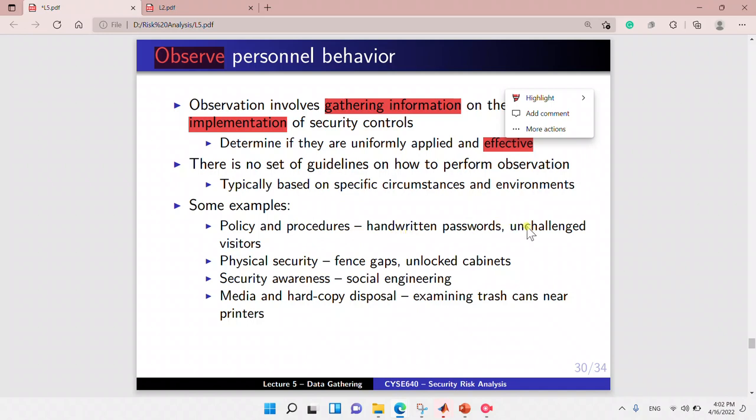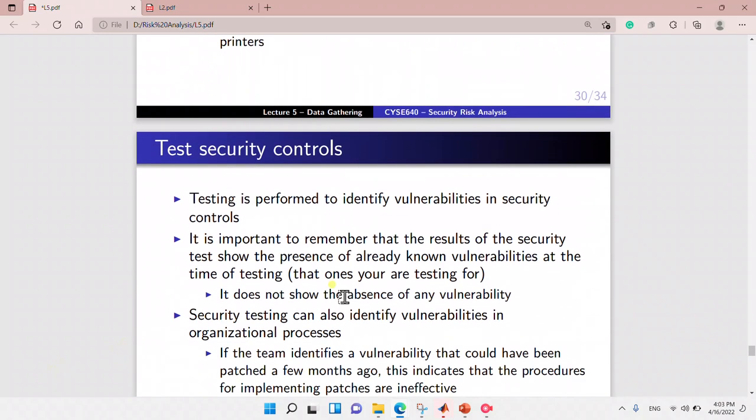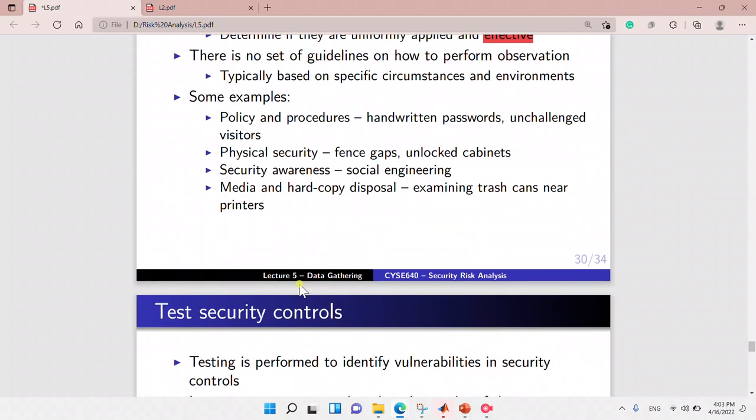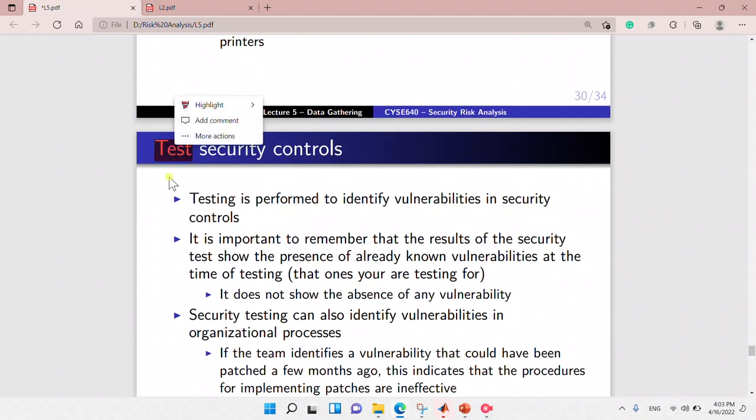And examples are like policy and procedures, handwritten passwords, unchallenged visitors, physical security, and security awareness, say social engineering, or media and hard copy disposal. So we're examining trash cans near printers. لأنه يعني هاي كلها security controls، لأنه ممكن حدا يجي مثلا يسرق شغلات من الزبالة، ممكن يكون في documents وأشياء.